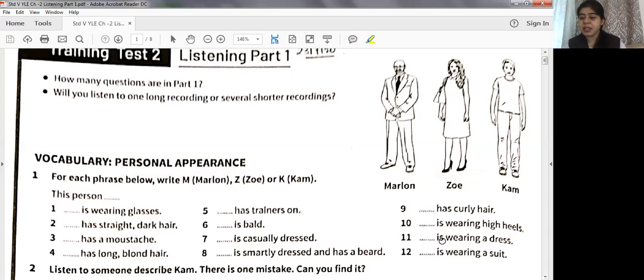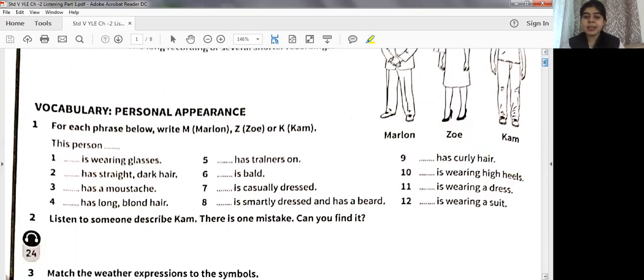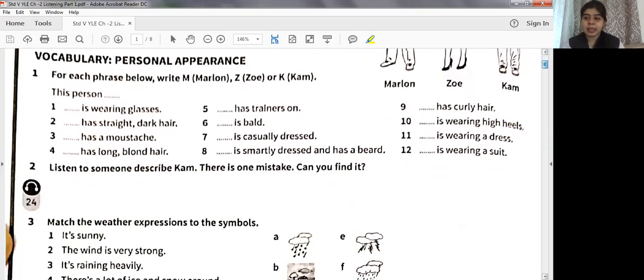Next, this person is wearing a dress. It is again Zoe. She is the one who is wearing a dress. His is a formal dress, formal costume. His is a casual dress. But hers is a proper dress. This person is wearing a suit. I told you, suit, formal. So it is Marlin. We will write capital M. Okay. Now, students, let's move to the next exercise.